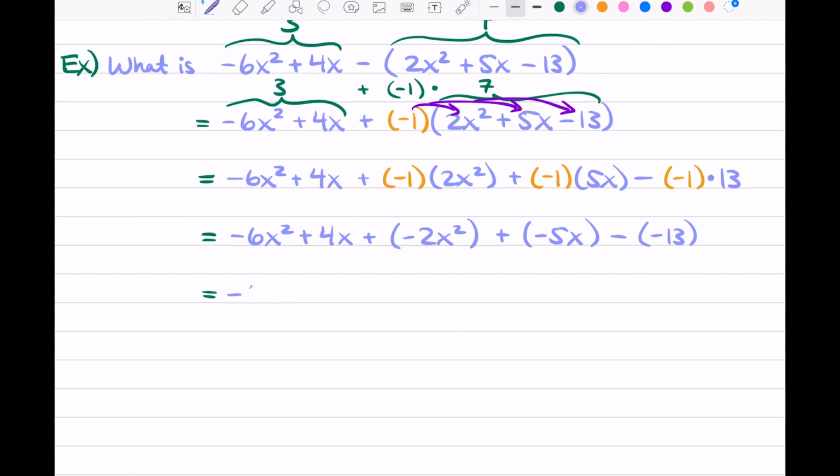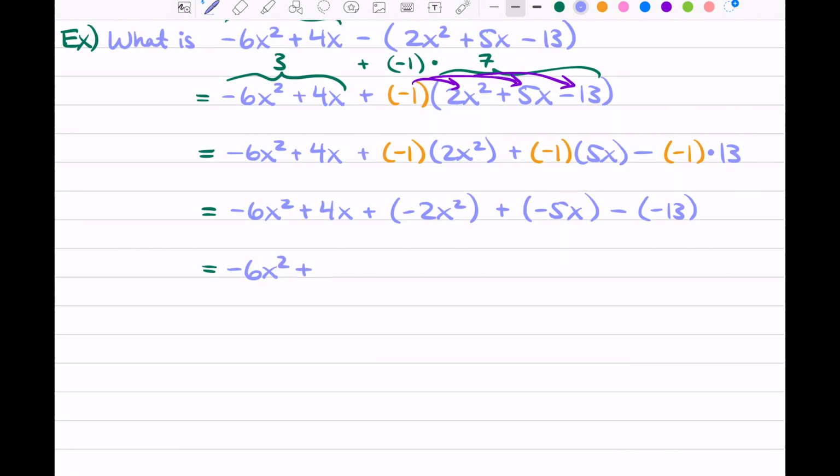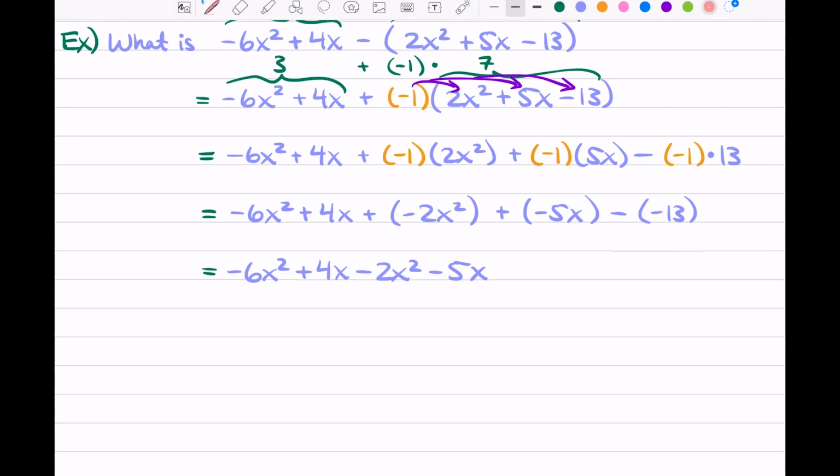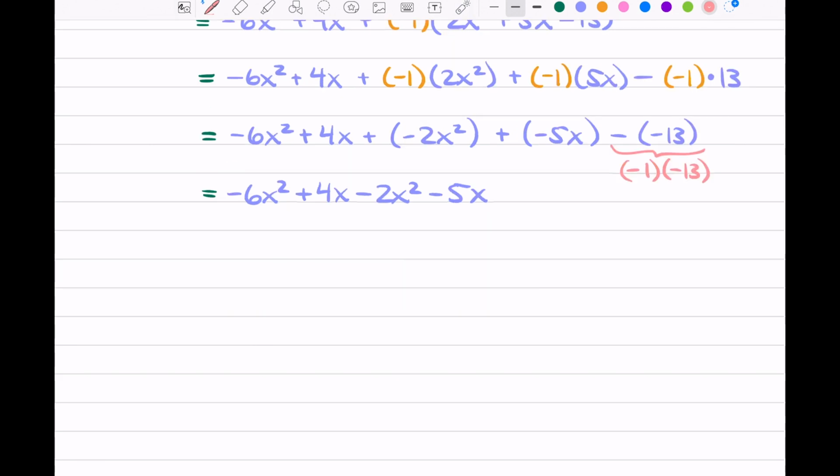That leads to -6x squared plus 4x, plus -2x squared, or we can just say minus 2x squared, plus -5x, or just minus 5x, and minus -13. How do we subtract a negative number? Well, if you notice, you can actually rewrite it. Minus -13 is the same as -1 times -13. Well, how does that make sense? How does minus a number equal -1 times that number?